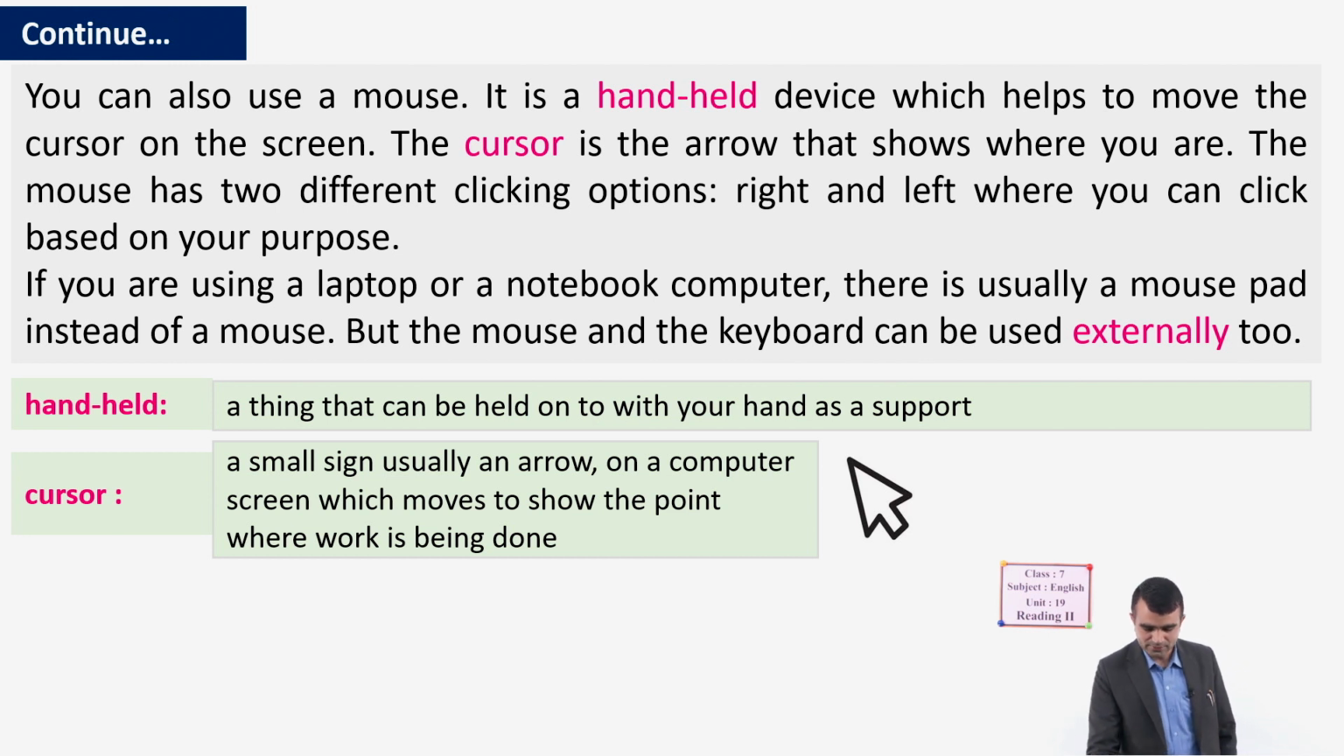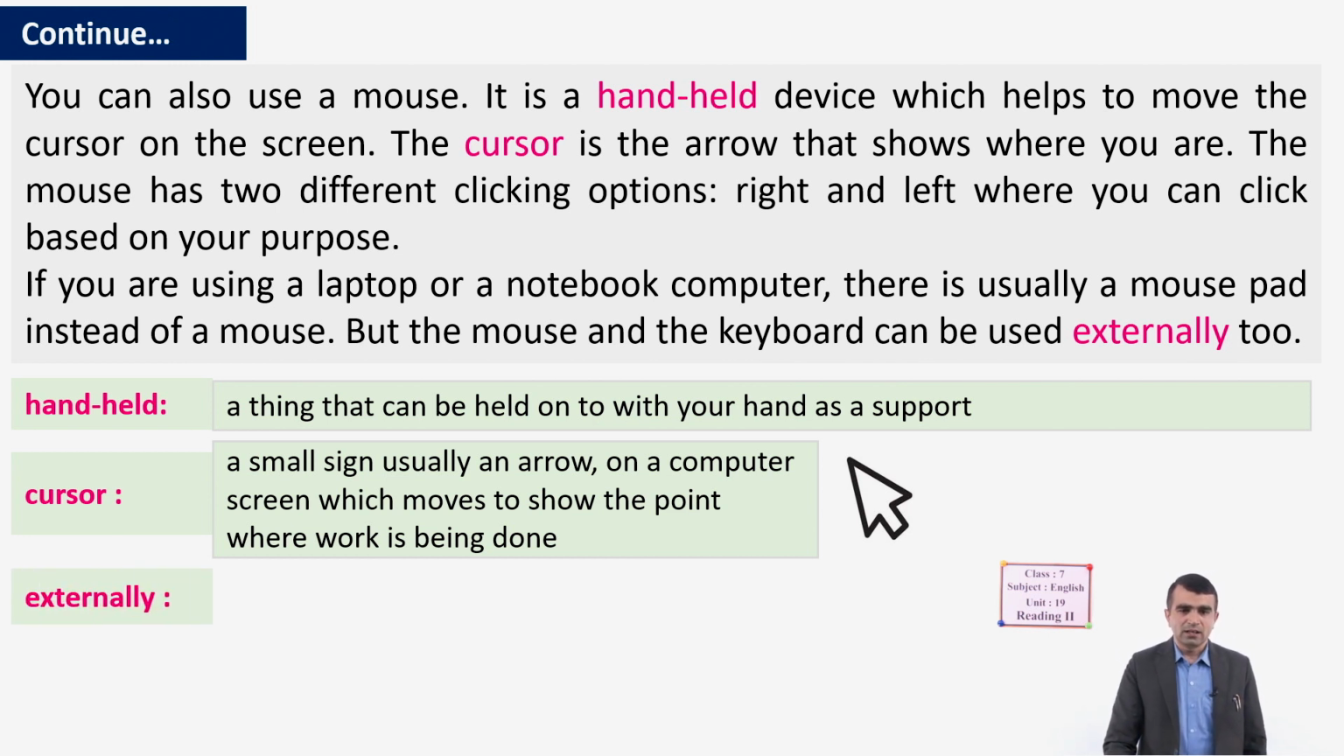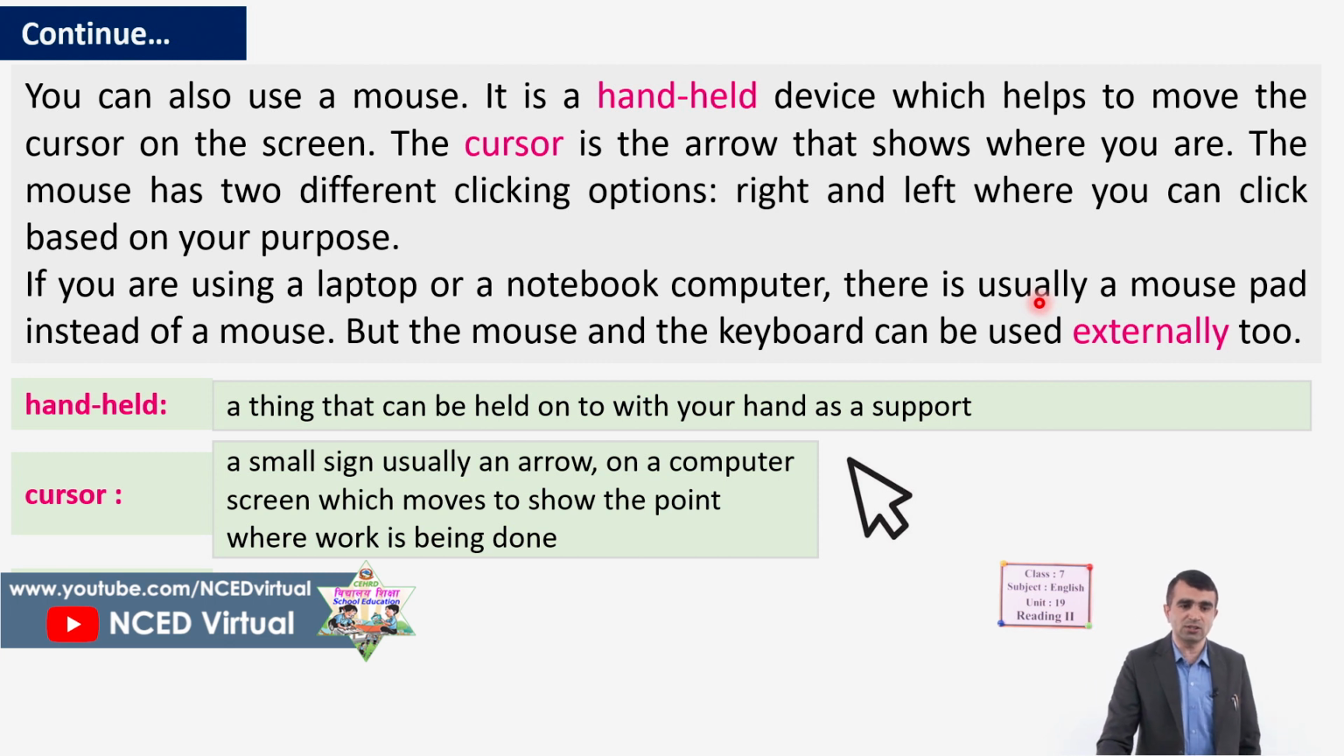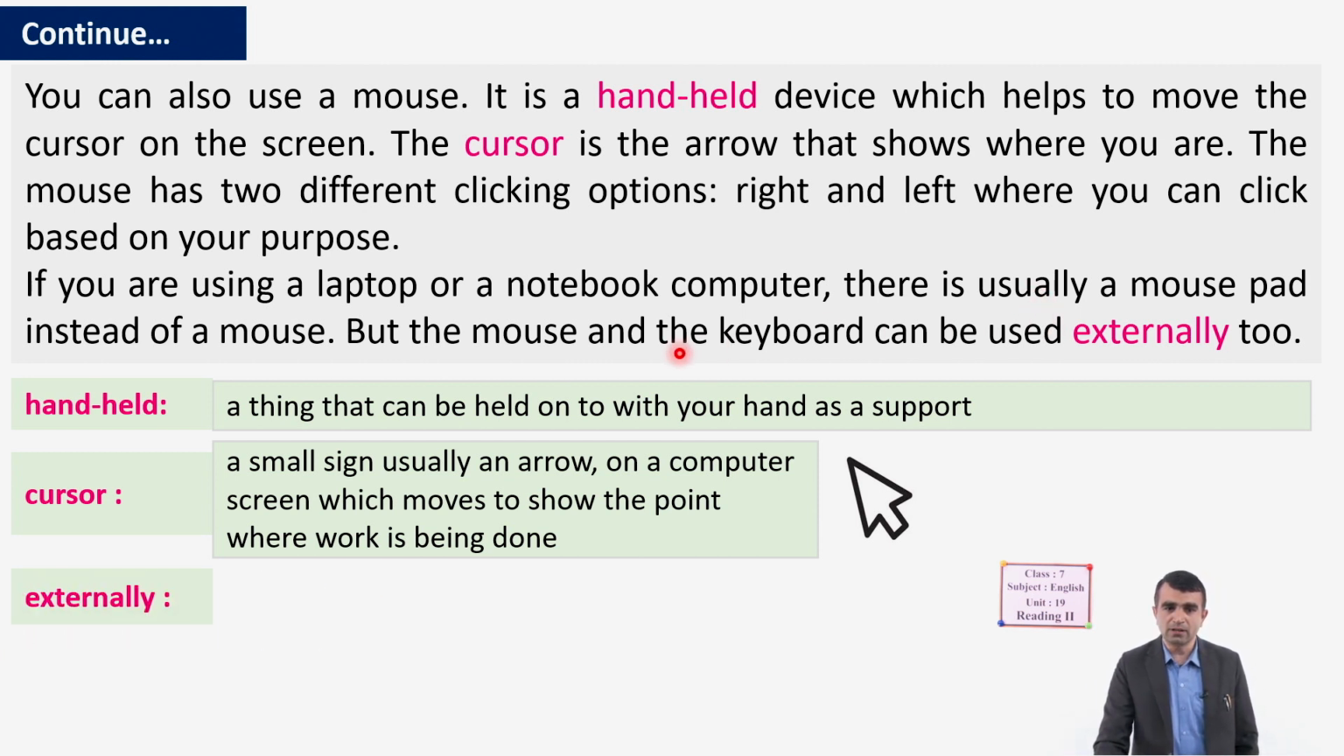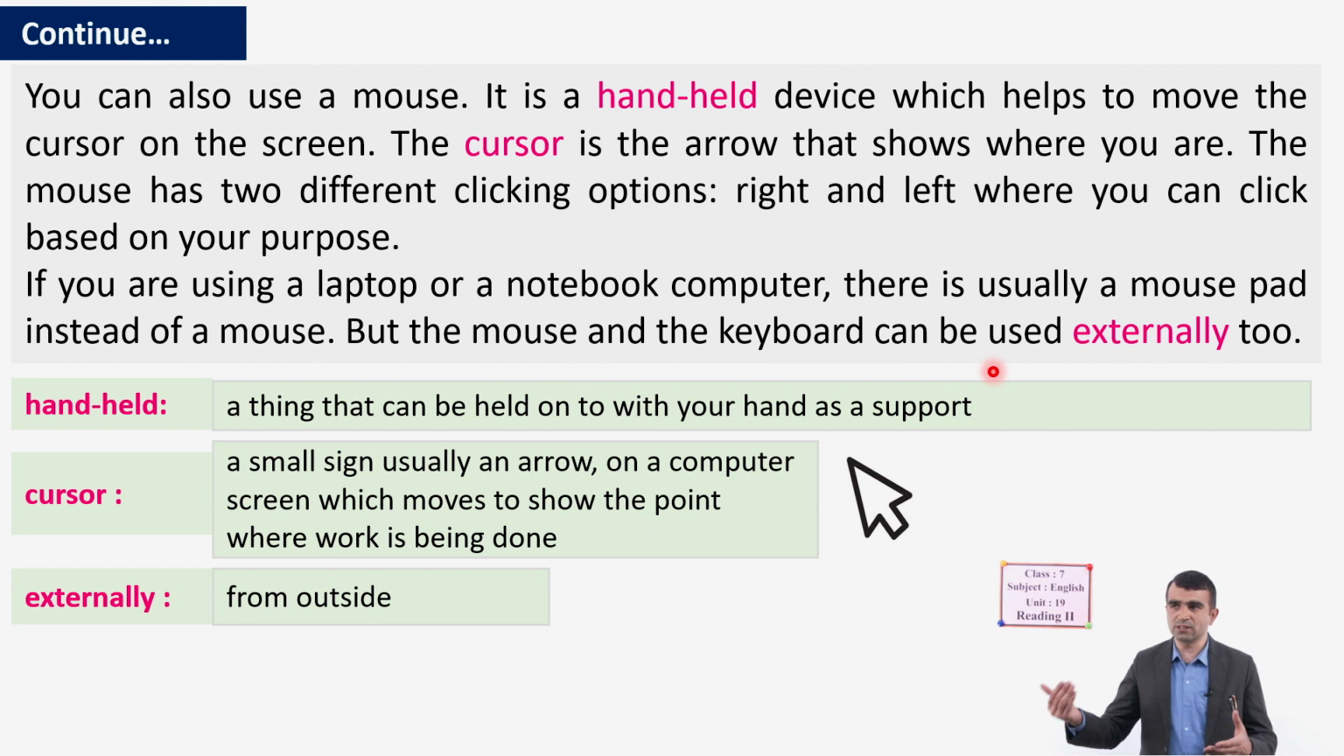Well, good. Now similarly, there is another word, externally. Let us read the upcoming paragraph, next one. If you are using a laptop or a notebook computer, there is usually a mouse pad instead of a mouse, but the mouse and the keyboard can be used externally too. Now, what does externally mean? Well, from outside. Okay, it doesn't have these devices incorporated, but you can use them externally.